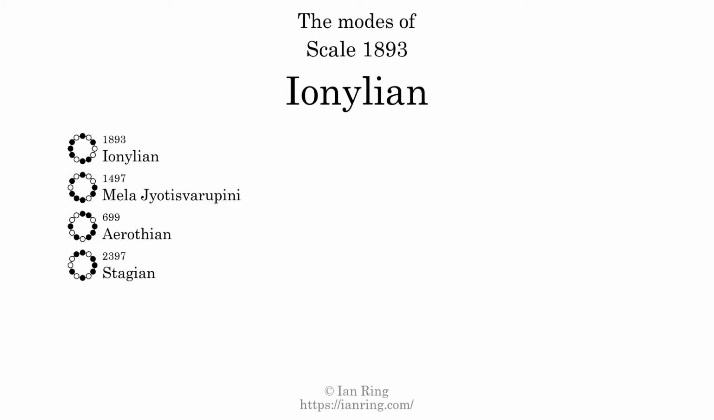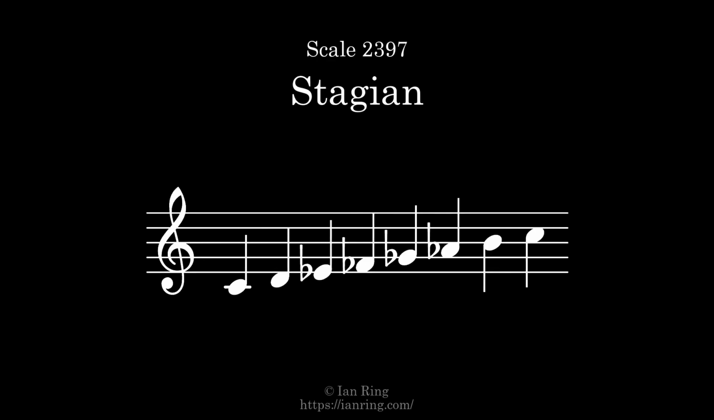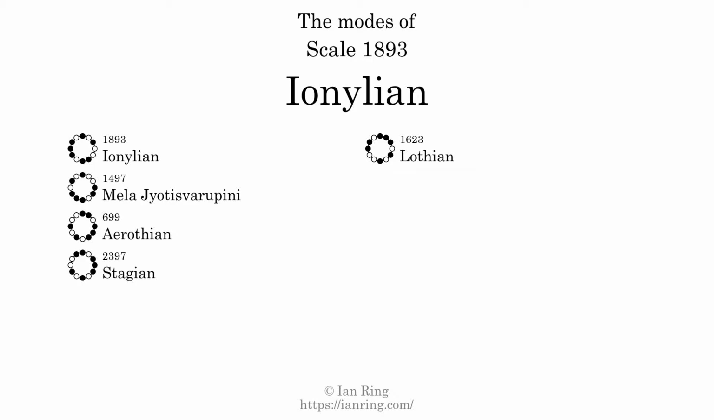The fourth mode is scale 2397, also known as Stygian. It sounds like this. The fifth mode is scale 1623, also known as Lothian. It sounds like this.